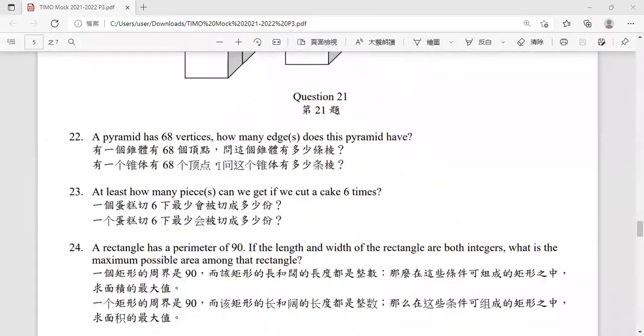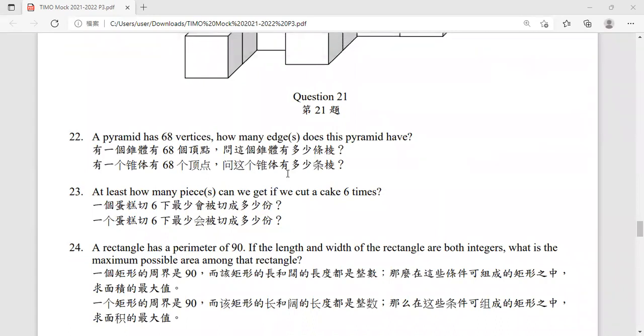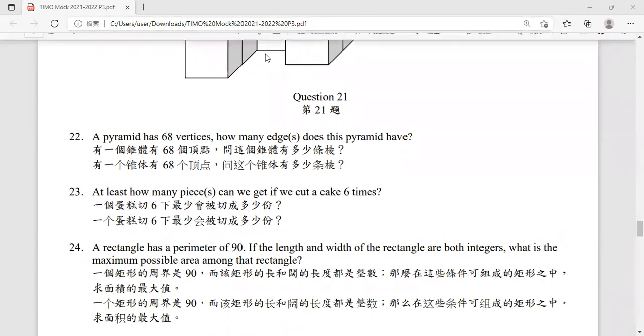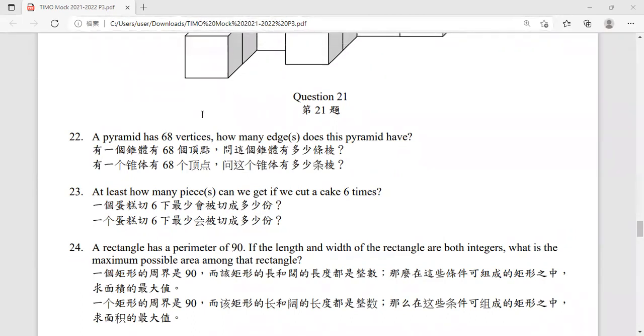Okay. 22. A pyramid has 68 vertices. How many edges does this pyramid have? Okay, very good. Very fast. 68 minus 1 times 2. Yeah. This is 134. So we have 134 edges.